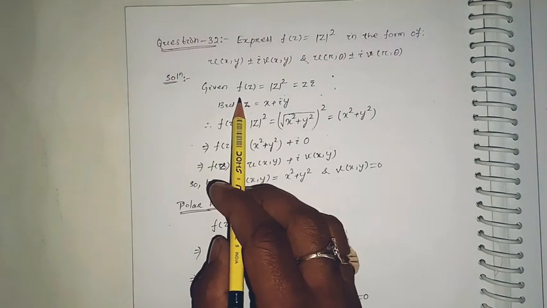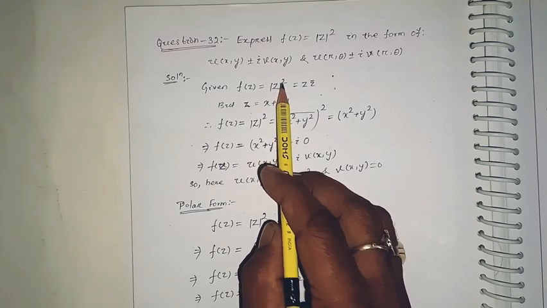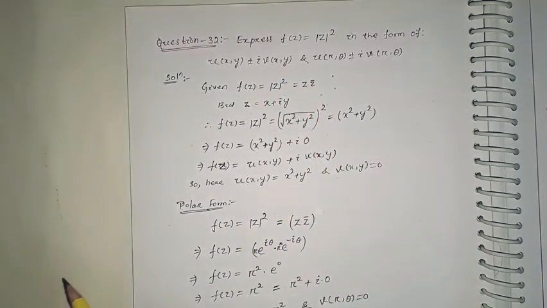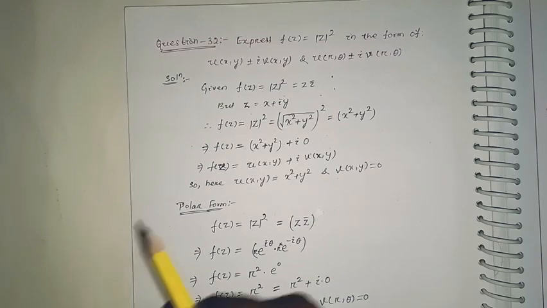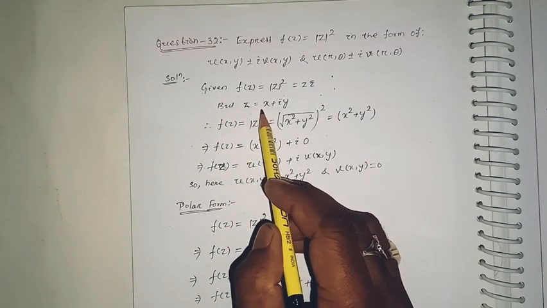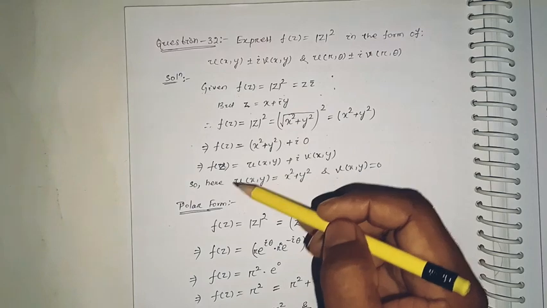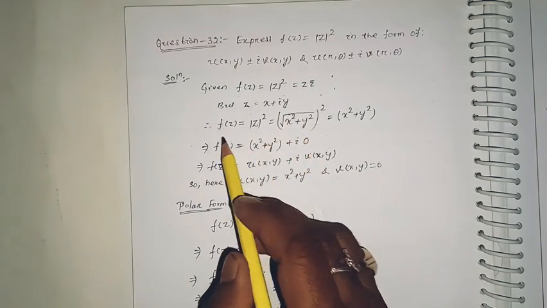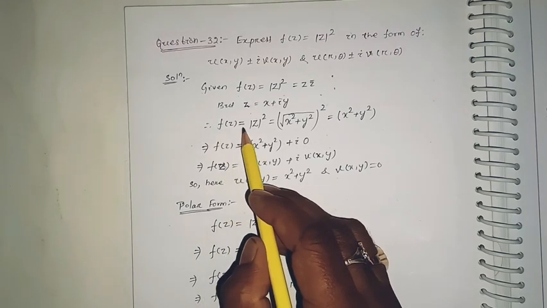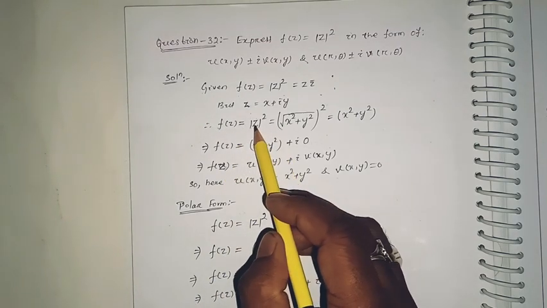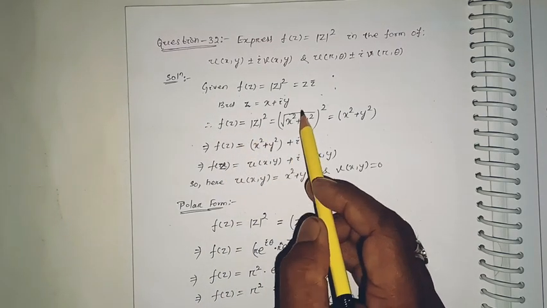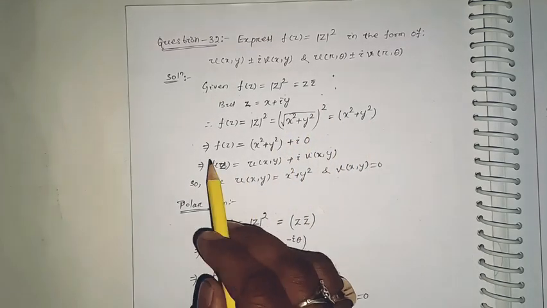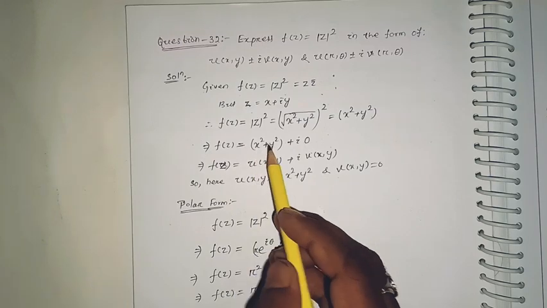Here the given function is f(z) = |z|², and we know that |z|² is nothing but z into its complex conjugate z̄. But z, we know, is x + iy. First we have to derive for the Cartesian, then we are going to go for the polar. Therefore f(z) will be equal to |z|². That means |z|, we know, is the square root of x² + y², and its square means x² + y². That implies f(z) will be x² + y².